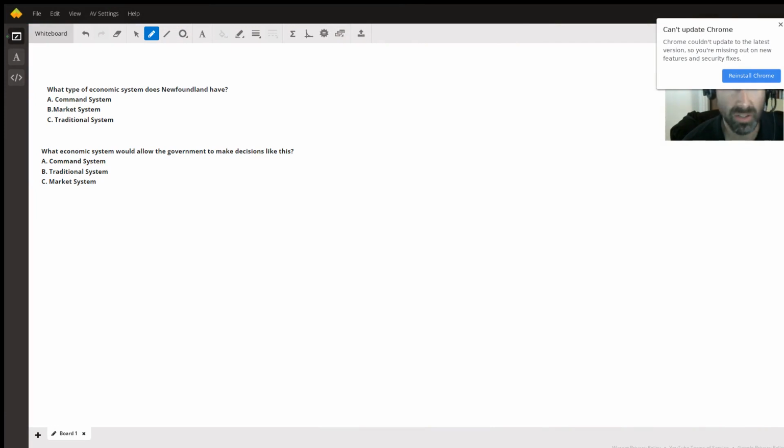Okay, so we've got this question, looks like out of AP Econ, either micro or macro. These kinds of questions could show up on either one. There were two scenarios, one for Newfoundland and the other for Venezuela. What you have to know is the difference between all of these. They're sort of organizational categories for an economy.